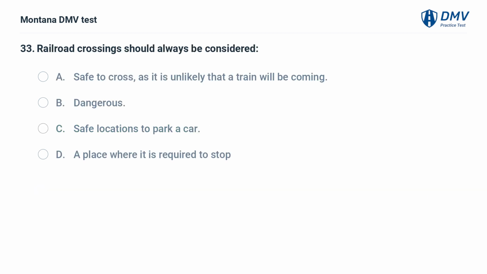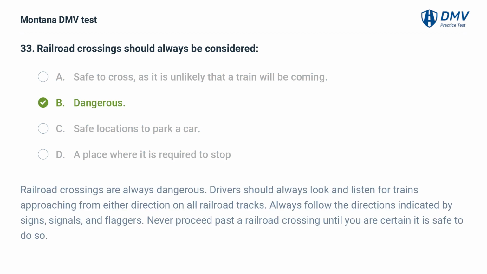Railroad crossings should always be considered A. Safe to cross, as it is unlikely that a train will be coming. B. Dangerous. C. Safe locations to park a car. D. A place where it is required to stop. B. Dangerous. Railroad crossings are always dangerous. Drivers should always look and listen for trains approaching from either direction on all railroad tracks. Always follow the directions indicated by signs, signals, and flaggers. Never proceed past a railroad crossing until you are certain it is safe to do so.